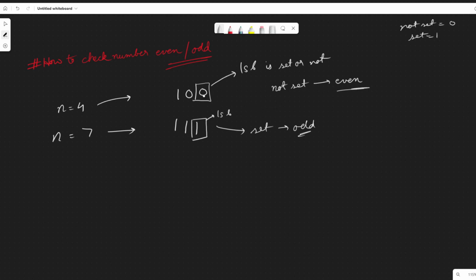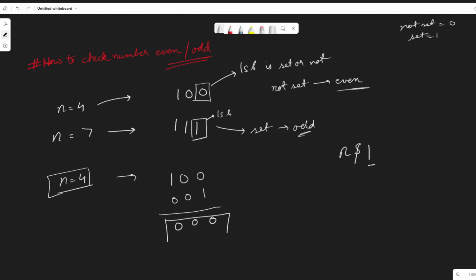How can we check whether the LSB is set or not? So we perform AND operation for that. Suppose our n is equal to 4. So what is the binary representation? 1, 0, 0. We have to perform AND operation with 1. What is 1 in binary? 1, others are zeros. So when we perform AND operation with 1, it becomes 0.